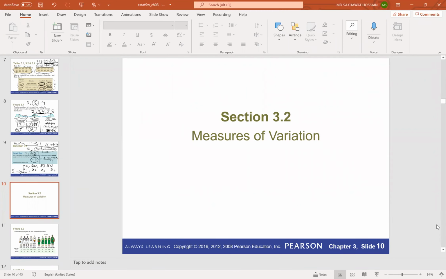Okay, the next section is about measures of variation. If there is variation in the data set, we also need to calculate it to get more information about the data set. Based only on the mean and median, we just know about the center, but we do not know how the data is spread. To know the spread of the data, we need to measure the variation of the data.